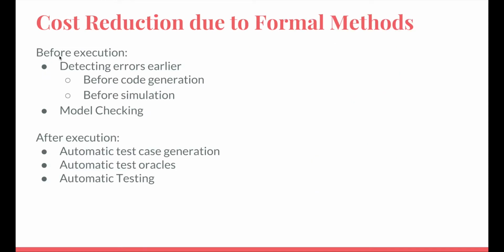So before execution and after execution, it's done in 2 phases. Before they actually execute the code, they are able to detect any errors in the formal language, and they use model checking for that as well. So before they are able to even see the error, they can find it using formal languages. And after execution, obviously the cost reduction is in test case generation, test oracles, and actually testing the code. So everything being automatic becomes a lot easier. And one statistic that I found interesting in the article was that they only have 20% manual code that's being tested.